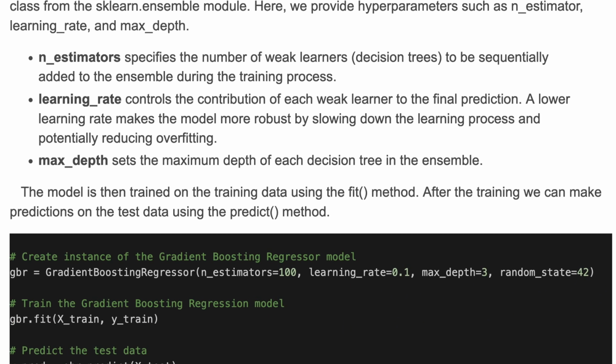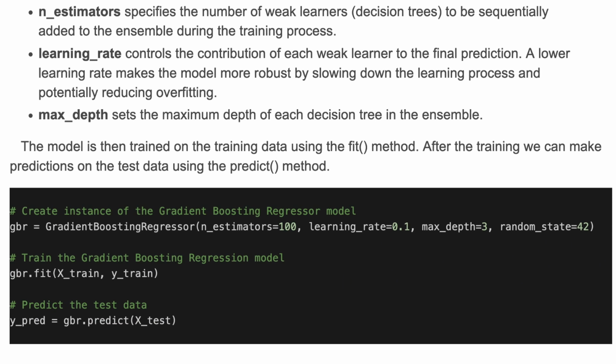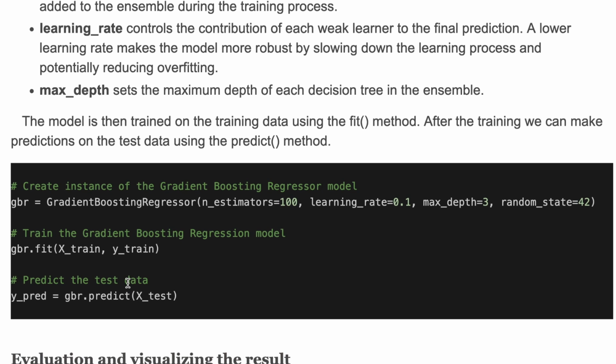The model is then trained on the training data using the fit method. After the training, we can make predictions on the test data using the predict method. Here we instantiate the gradient boosting regressor model, providing 100 estimators and the learning rate and max depth. You can change these hyperparameters according to your data set. Then we train the model with trained data. Then we can predict test data with the predict method, providing the test data.